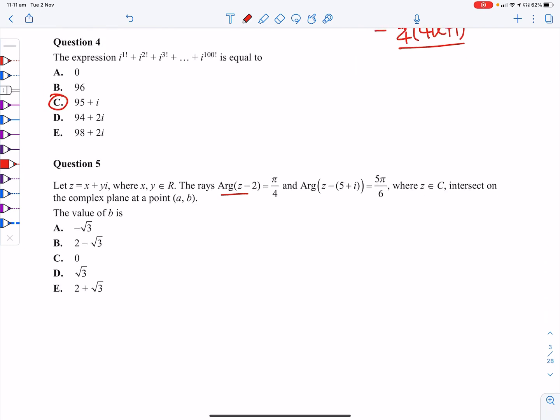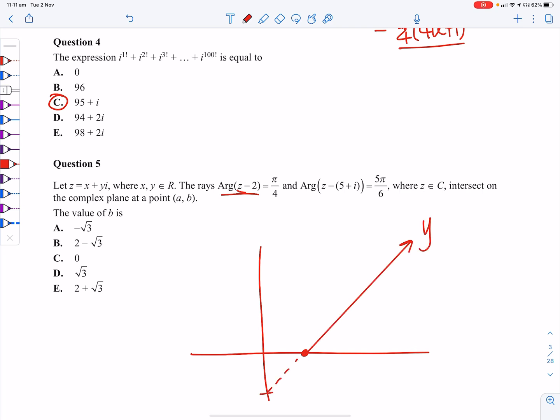Okay, here I've got two rays and I want to find where they intersect. So z minus 2 means it's been translated 2 to the right. It's got a gradient of 1. So that would come down to negative 2. So y is equal to x minus 2. 5 to the right and 1 up. And we know, obviously that's an open circle. I'm not worrying too much about my working out because I don't really care.